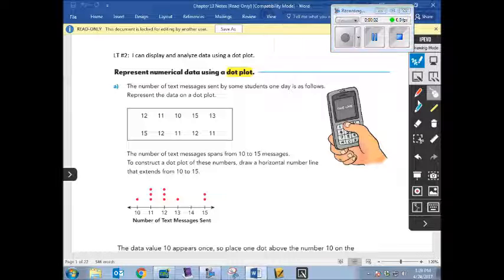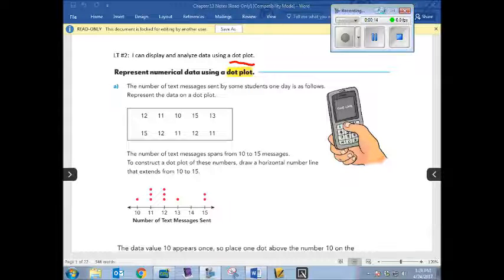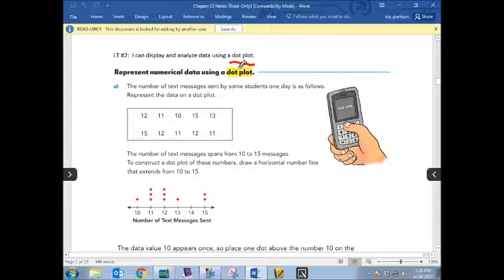All right, this is going to be the learning target number 2 video for chapter 13. The target is I can display and analyze data using a dot plot. Now, this is going to be pretty easy because you guys have been doing these all year long. So we've had these on review sheets so much. You've seen them. I know you remember them because we've done them over and over and over.